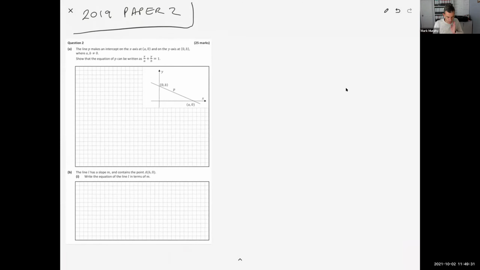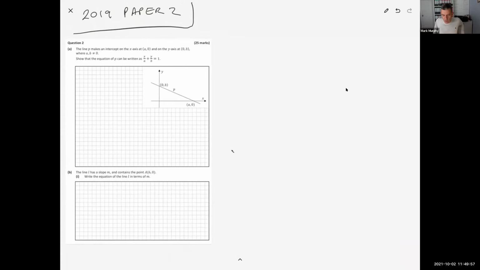Okay, so it asks us here, the line P makes an intercept on the x-axis at (a, 0) and on the y-axis at (0, b), where a and b are not equal to 0. Show that the equation of P can be written as x over a plus y over b equals 1. So again, what are we given here? We're given two coordinates, (0, b) and (a, 0), and we're asked to write the equation of the line.